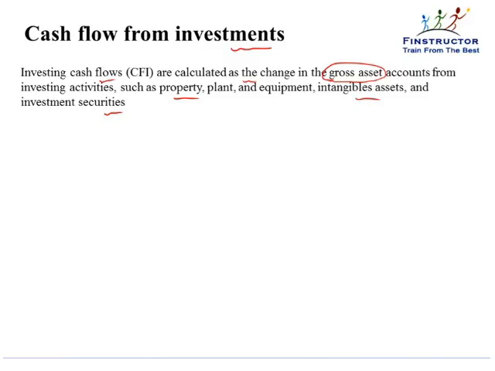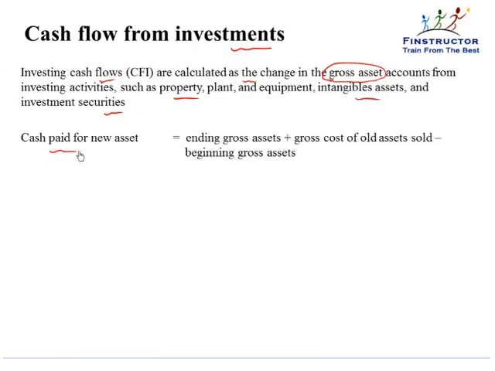So what is the cash outflow or the cash paid for a new asset? This can be calculated as the ending gross assets plus the gross cost of old assets sold minus the beginning gross assets. Let's understand this formula with an example.